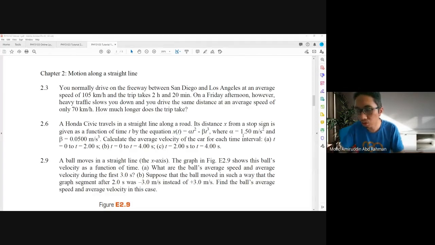So basically, you already have 105 kilometer per hour and the trip takes 2 hours 20 minutes. Okay, so meaning that, all right, you need to find out what is the distance between San Diego and Los Angeles. Okay, so once you found that, then you can use the distance to calculate the time taken, all right, by dividing with the speed. All right, so you will get the time.